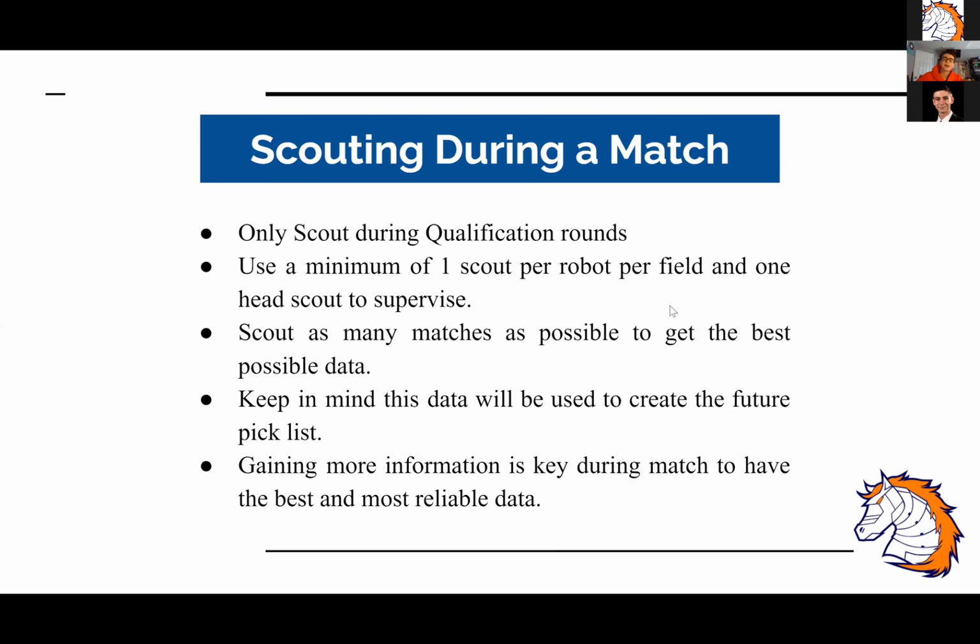And then, as I said before, scout as many matches as you can, and keep in mind the data. Once you start to get more data, you get an idea of what each robot is like in order to make your eventual pick list. So get as much data as you can, and make sure that it's all accurate and legible so that you can eventually make your pick list.